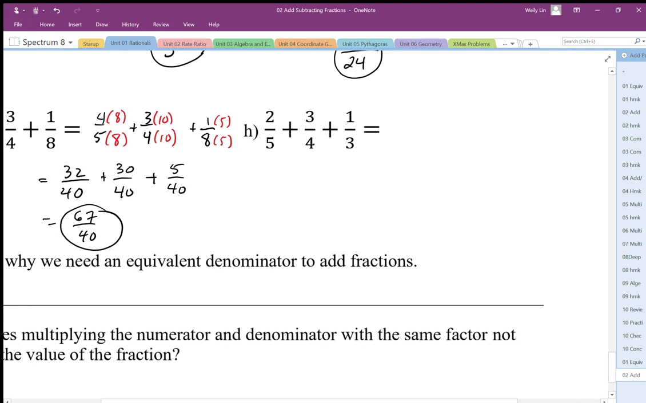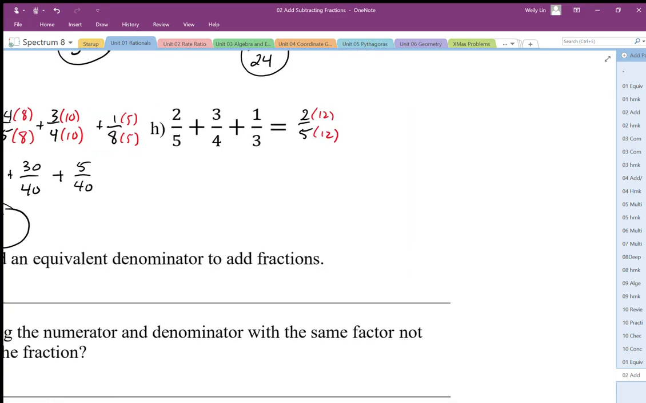The last one here, the common denominator: it doesn't share any common factors, so the common denominator looks like it's going to be 60. So I get 2 over 5. I'm going to times by 4 and times by 3, so I'm going to times by 12. Plus my 3/4 fraction, I'm going to times by 15 on top and bottom, so times by 5 and times by 3. Then 1/3, I'm going to times by 20 on top and bottom.